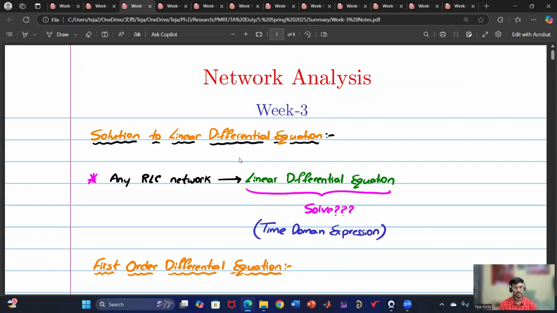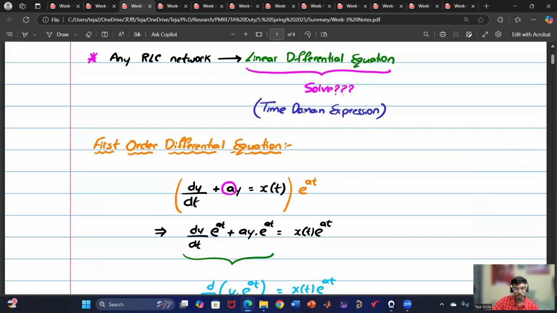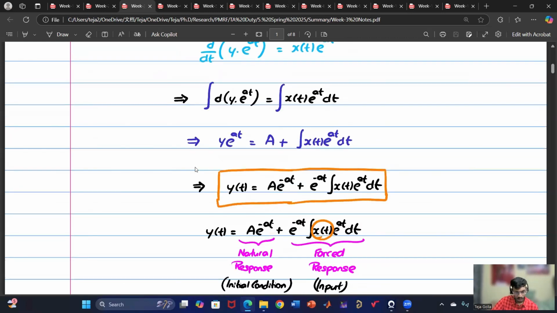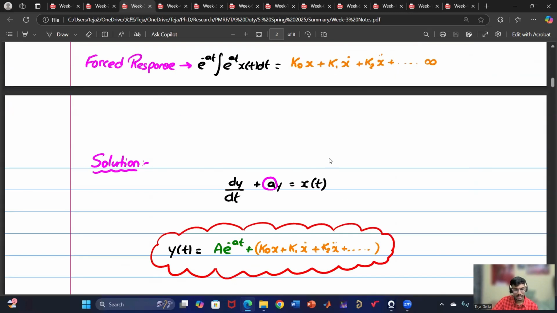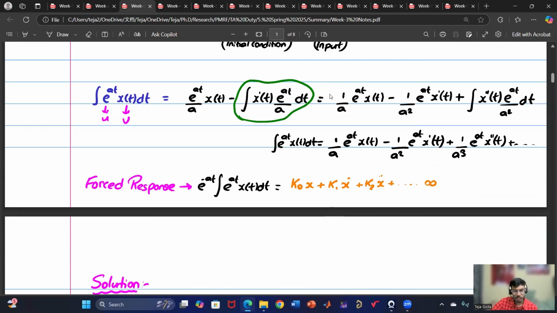How to solve it? In this week, we have discussed how to solve a linear differential equation using some guidelines, because any RLC network will be converted into a linear differential equation, and we need to solve for the time domain expression. We started with the first order differential equation and solved it. Then we saw that it has two responses: one is the natural response, another one is the forced response. Then we got the forced response as a polynomial of derivatives of the forced input.